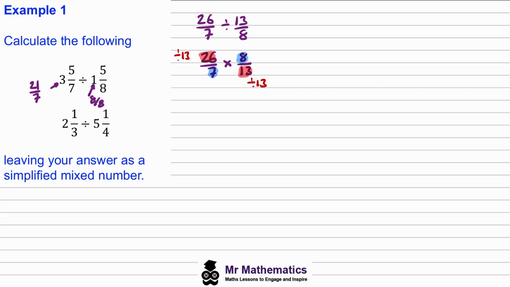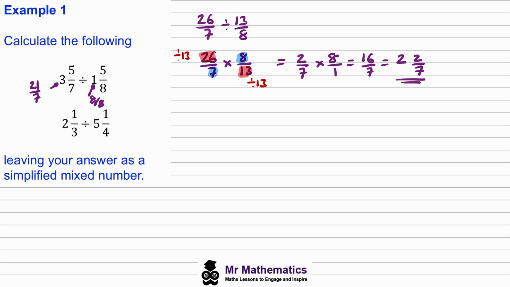So we'll have 26 divided by 13, which we can write as 2/7, multiplied by the 8, and 13 divided by itself is 1. So this will give us 16/7. And as a mixed number, well, we know 14/7 is 2, and we'll have 2/7 left. Okay? For our next example, we need to divide 2 1/3 by 5 1/4.